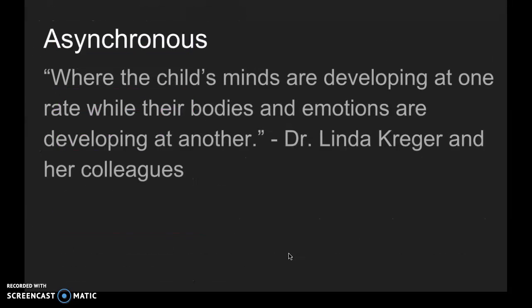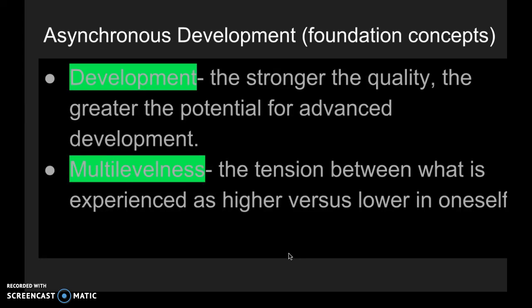So asynchronous. I also got this definition from our lesson from Dr. Linda Kreger and her colleagues, where the children's minds are developing at one rate while their bodies and emotions are developing at another. The first definition here is development. The stronger the quality, the greater the potential for advanced development. And the second one is multi-levelness, the tension between what is experienced as higher versus lower in oneself.